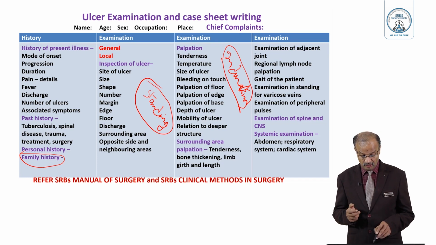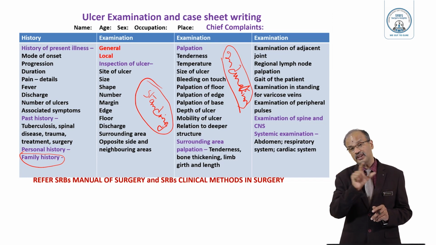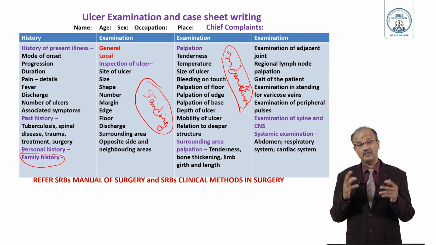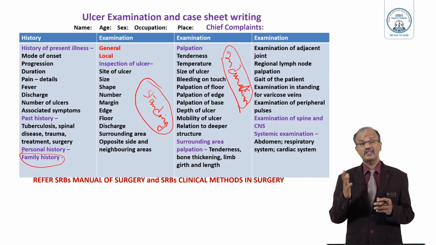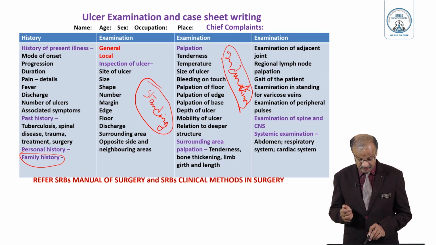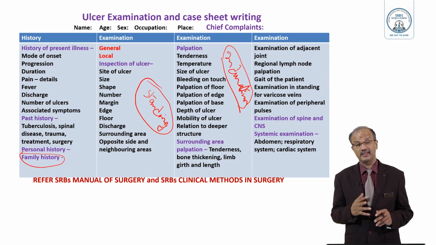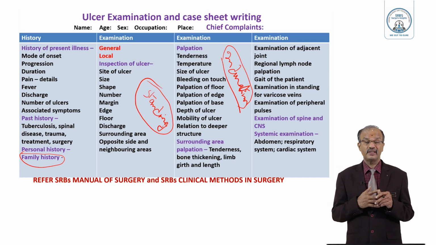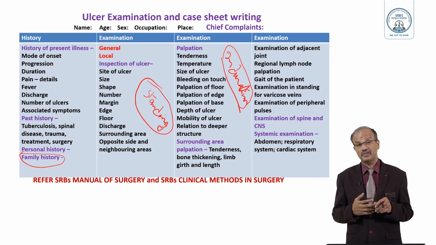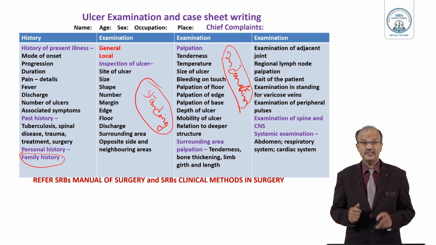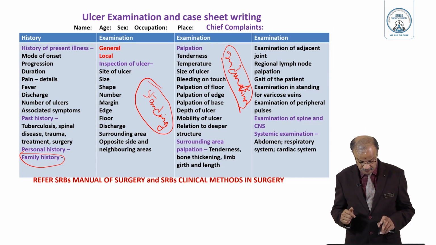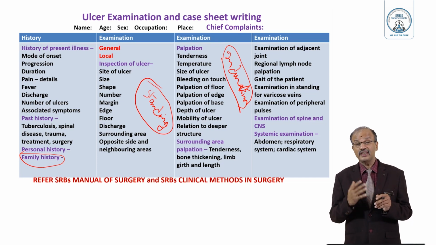Depth of the ulcer you can measure, often difficult. Mobility is very important. Always check in every direction. Relation to deeper structure: if it is in the muscle, contract that muscle and check the mobility again. Joint, again check the joint mobility, joint movement. Each adjacent joint movement is also very important. Again, surrounding area, tenderness, bone thickening in the lower leg: tibial thickening suggests periostitis, calcaneal thickening suggests periostitis. So bone thickening, run your finger like this, suggests periostitis. In such a situation, X-ray should be taken, often MRI, because once there is periostitis, healing will be difficult. So that is a problem.